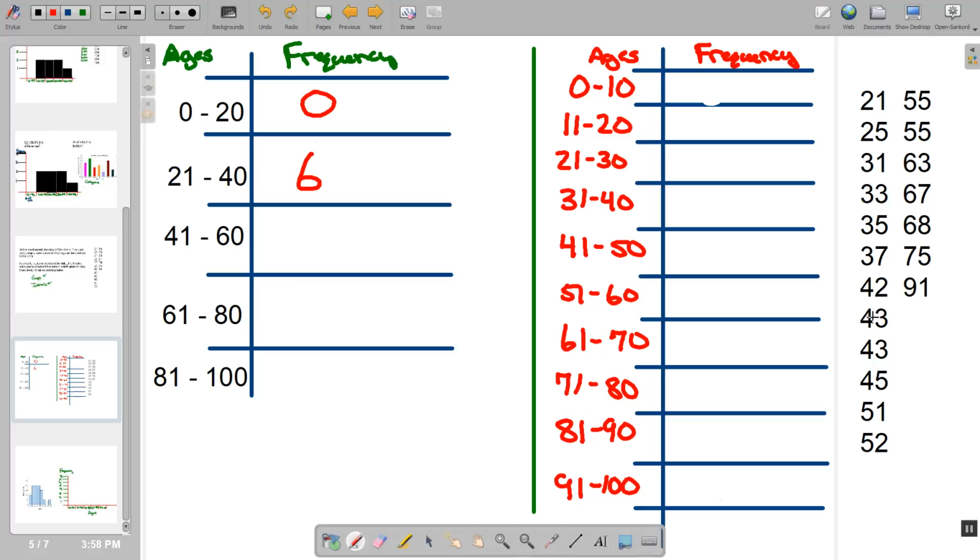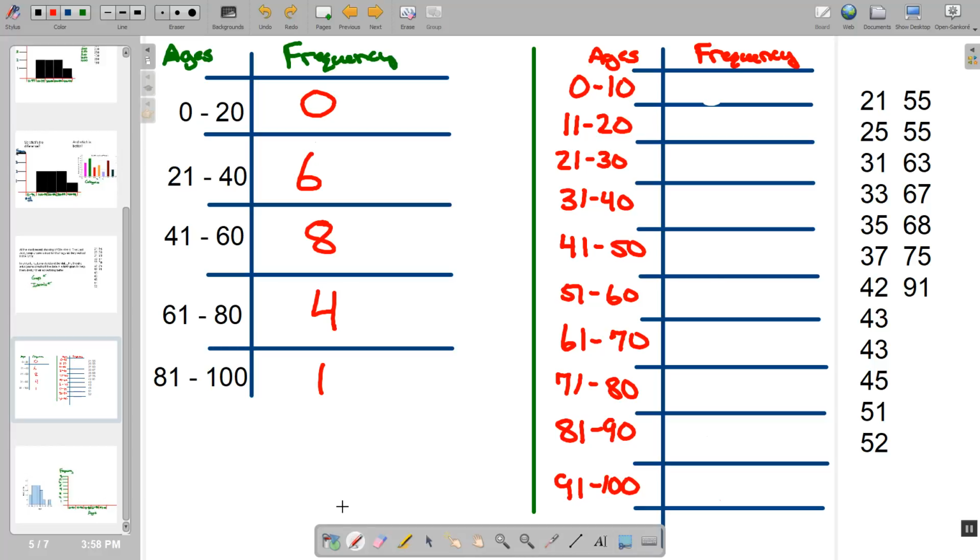41 through 60 would be 1, 2, 3, 4, 5, 6, 7, 8 people came that were between the ages of 41 through 60. 61 through 80 is 1, 2, 3, 4. And finally, one person that was between 81 and 100.